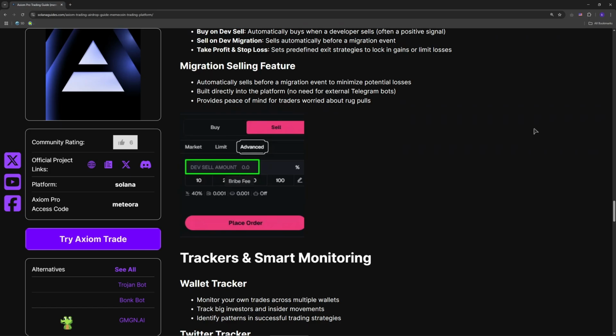And that's it, you've got stop loss and take profit set up on Axiom. It's a game changer for staying disciplined and avoiding emotional trades.